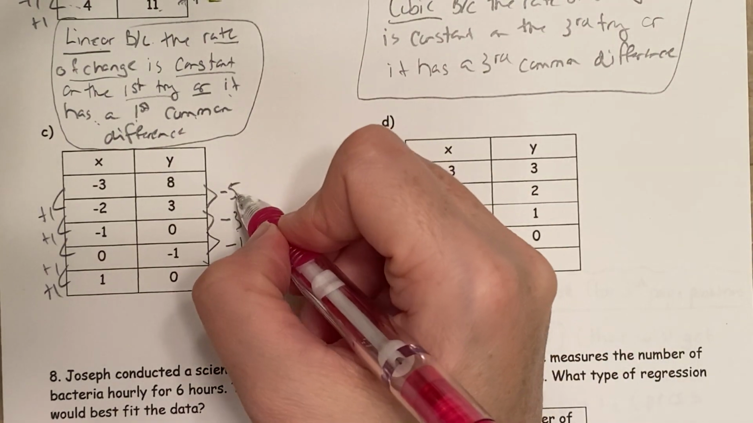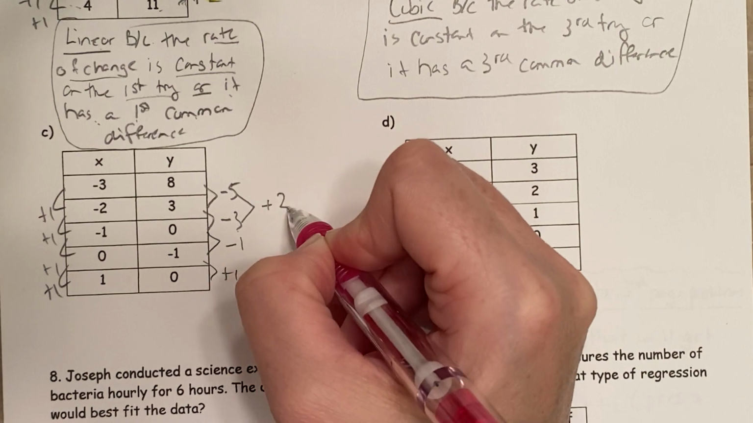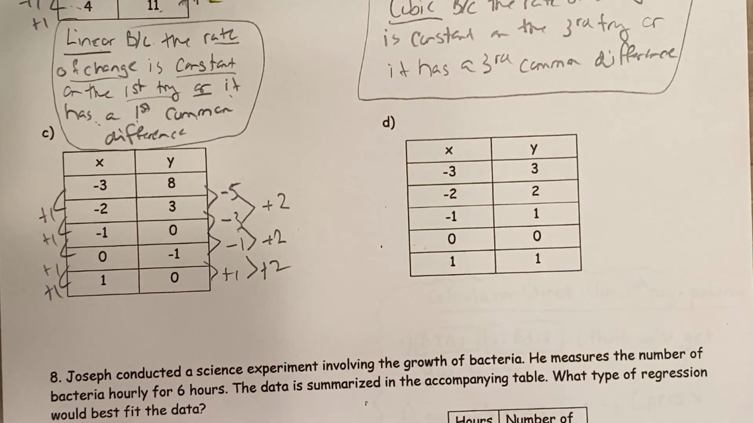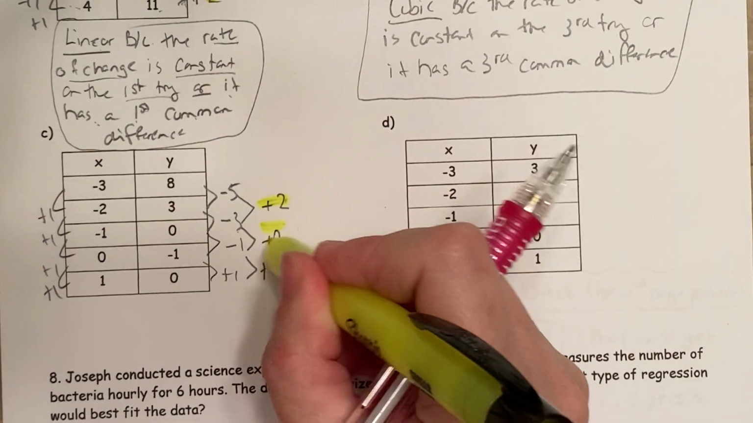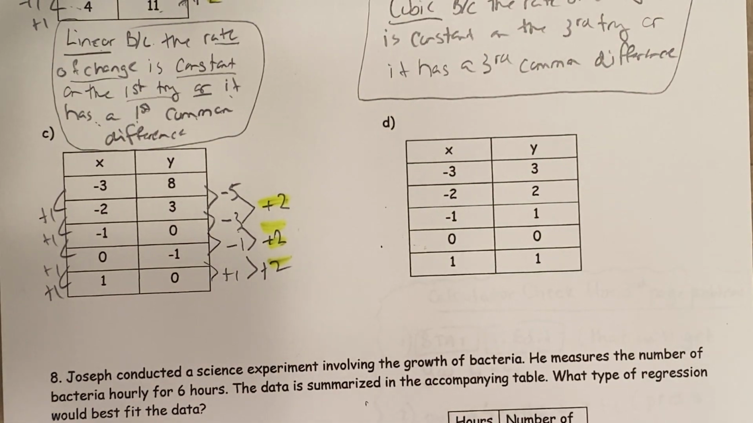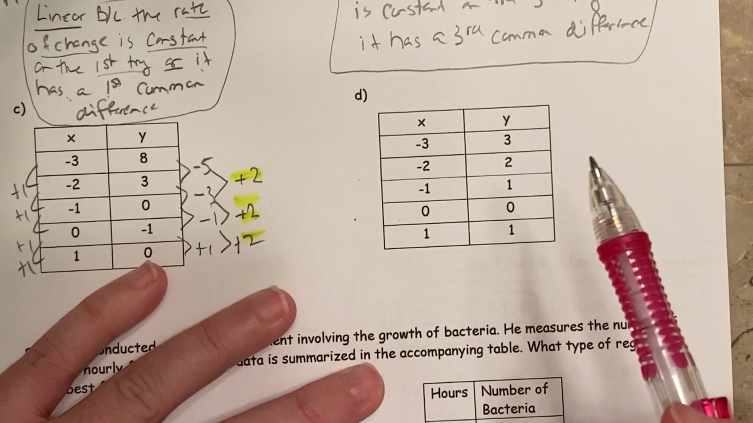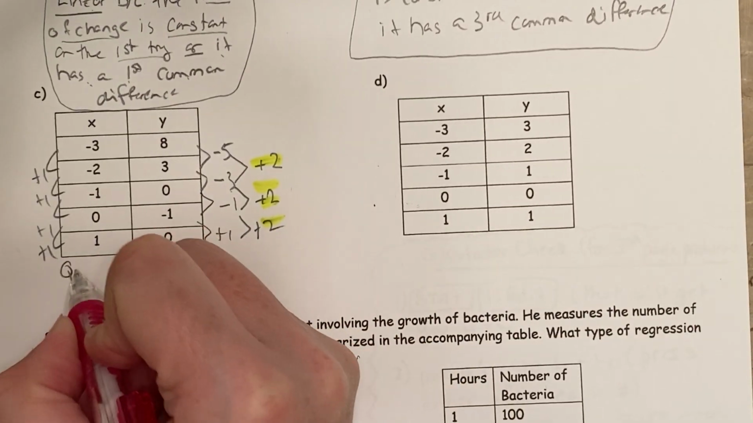Let's try again. So -5 to -3, I think, is +2. -3 to -1 is +2 again. And oh, look at that. It is constant on the second try. So which one was second? Well, that is quadratic because 2 is the exponent.